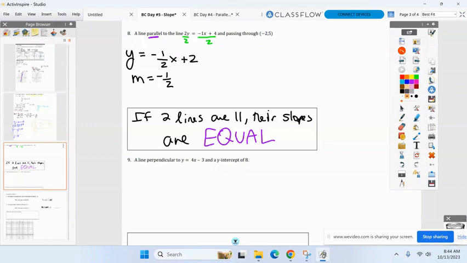But I'm still missing a value. I have the slope. What's the other one we still need to work on? Y-intercept. How do I find the y-intercept? Same darn way I found the last 2 problems. Plug it into y equals mx plus b and solve for b.